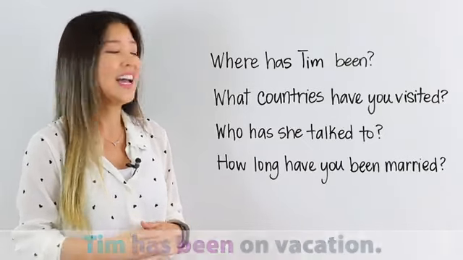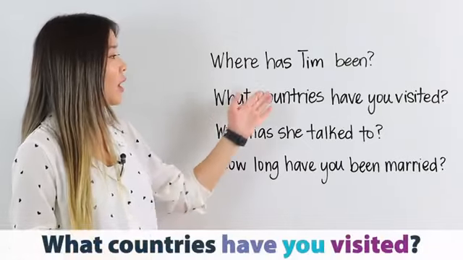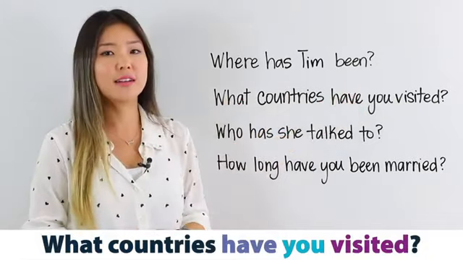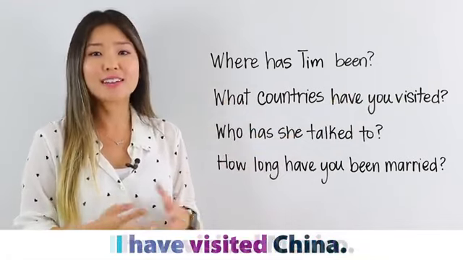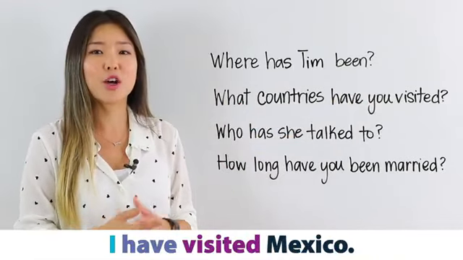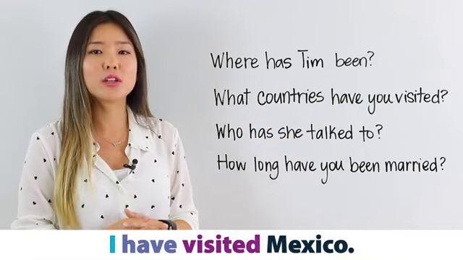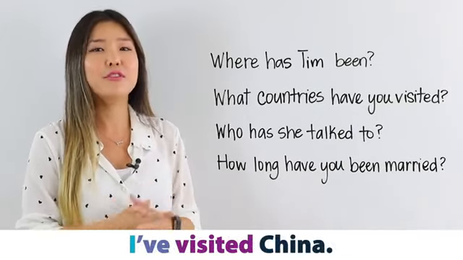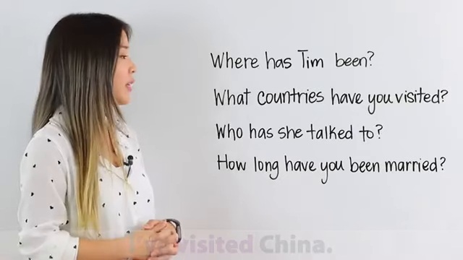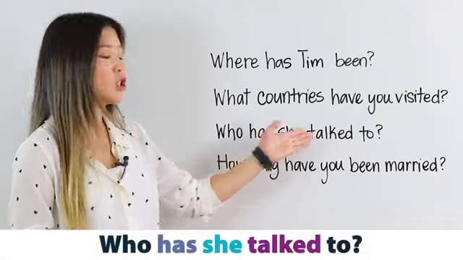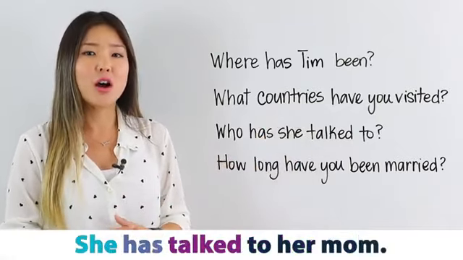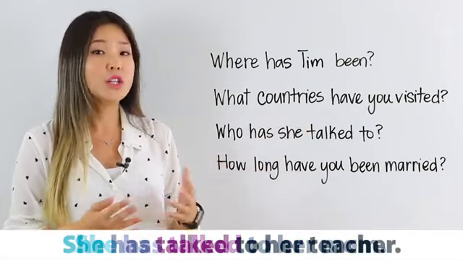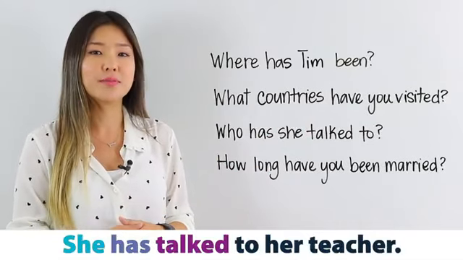something like that. The next question says, what countries have you visited? I can answer by saying, I have visited China, or I have visited Mexico. You can also use the contraction I've visited China. The next question says, who has she talked to? You can answer by saying, she has talked to her mom, or she has talked to her teacher.